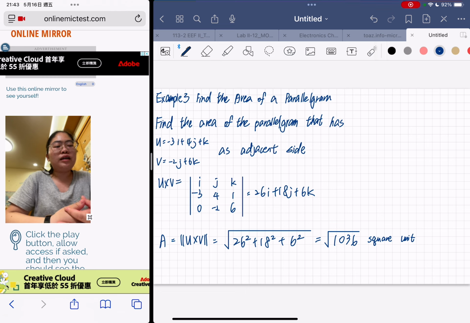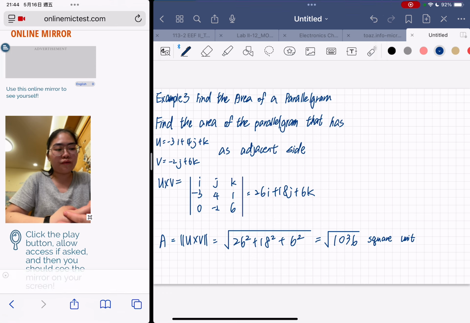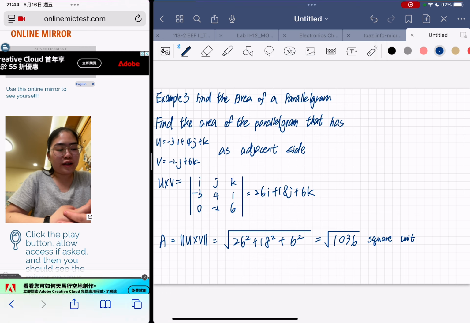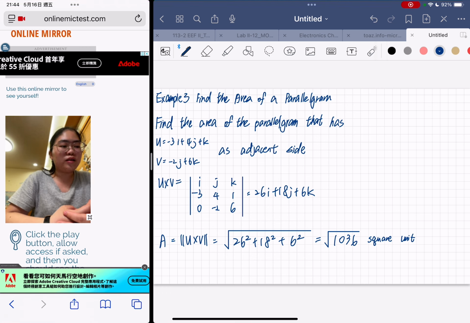And find the area: let's put U × V into the absolute value, and we find that the value is the square root of 26² + 18² + 6², which equals the square root of 1036, and this is in square units.